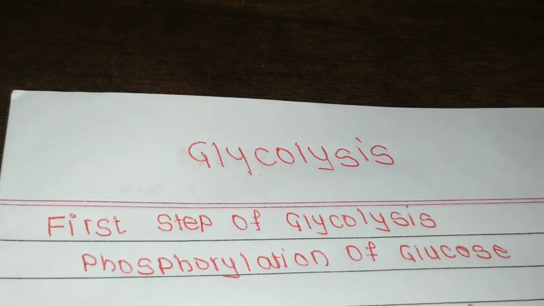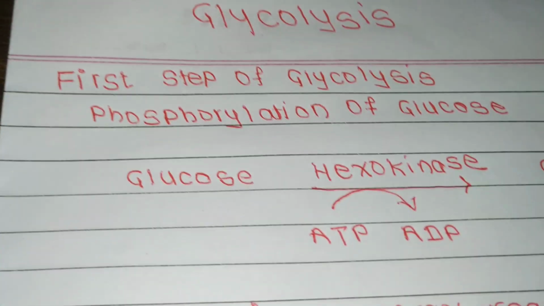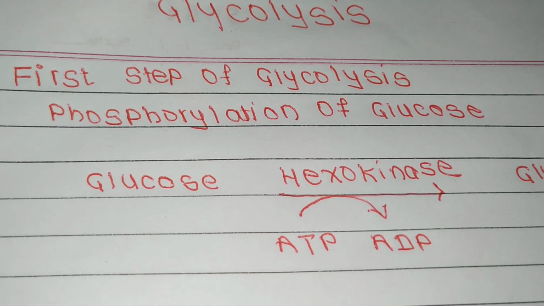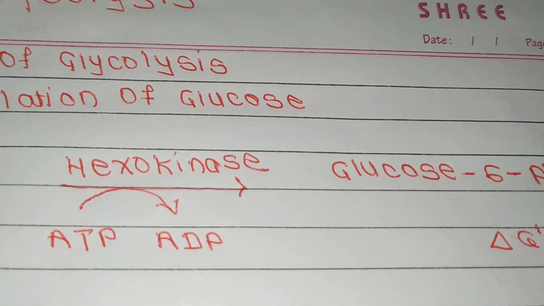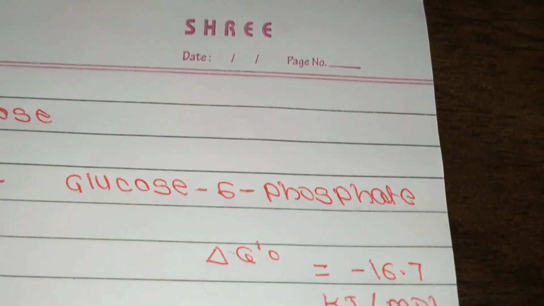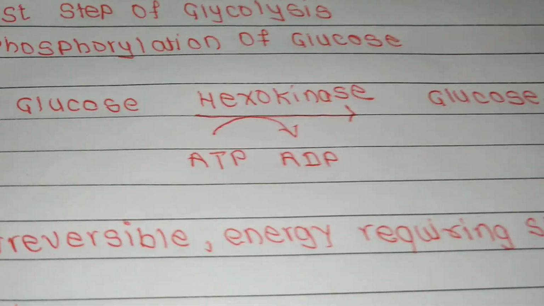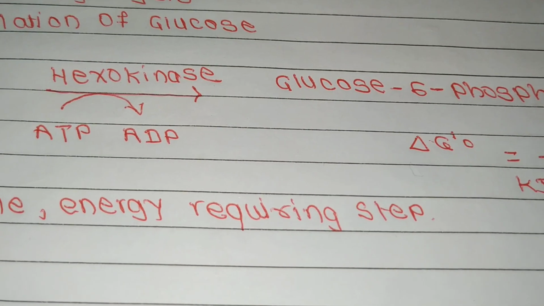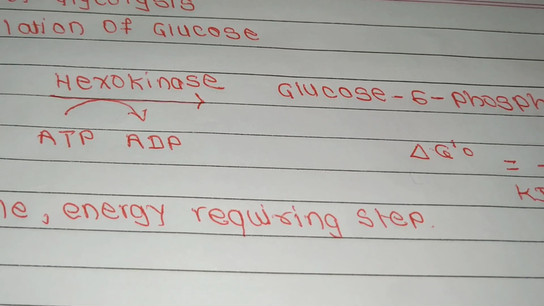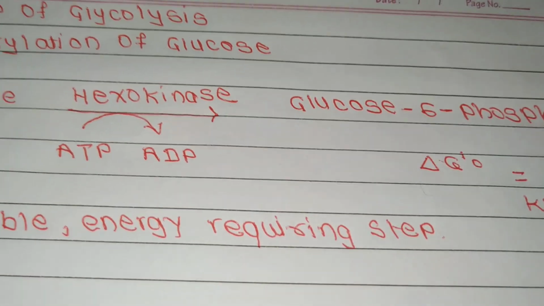We will learn the first step of glycolysis, that is the phosphorylation of glucose. So, glucose, in the presence of a hexokinase enzyme and coenzyme ATP, is converted into glucose 6-phosphate. This is an irreversible and energy-requiring reaction. The energy required here is obtained by the cleavage of a phosphoanhydride bond of ATP.